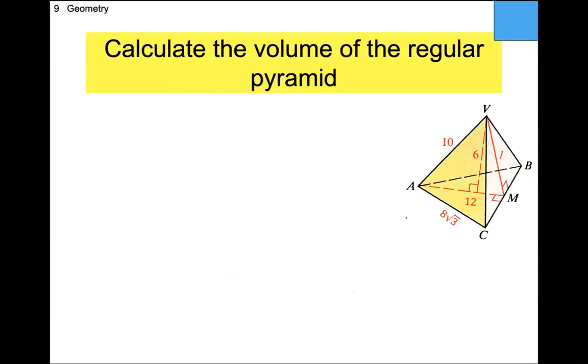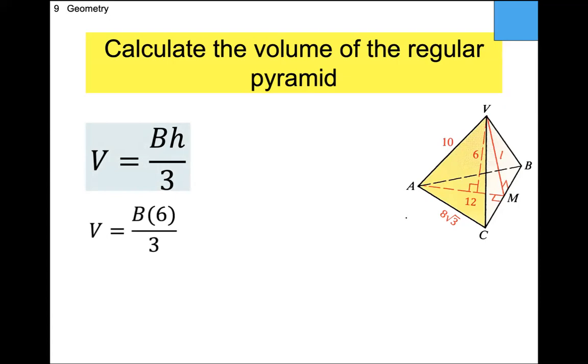Okay, so the volume, remember, is one third base area times the height. And as I stated before, for the base area, we just figured out that AM was 12. The base was 8 root 3. That means any side is an equilateral triangle on the bottom, so any side is 8 root 3. So side CB is 8 root 3 also. And so we just simply need to do that for my base area. The height, the altitude of the pyramid itself, is 6.